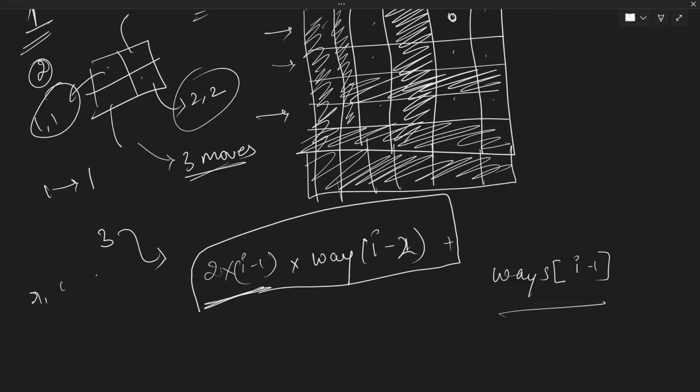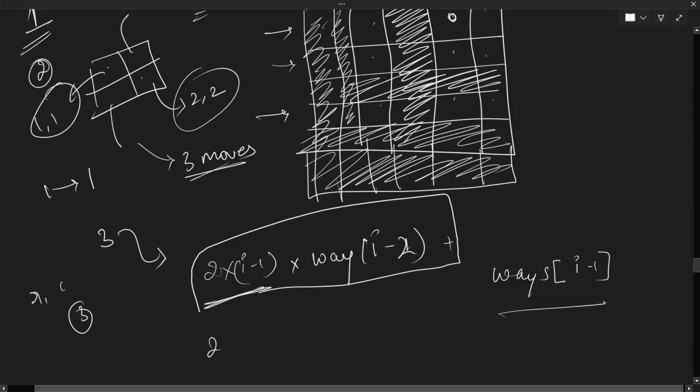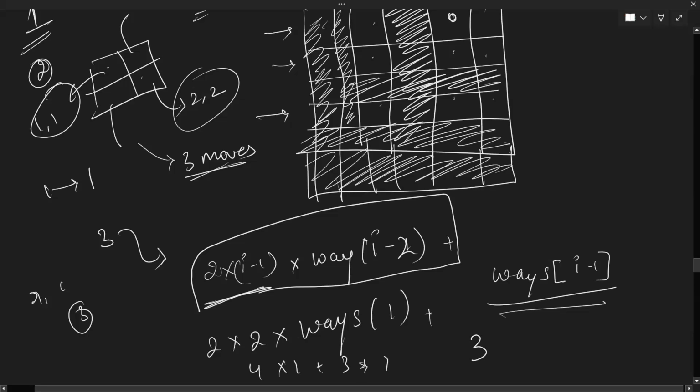Why I minus 1? If we have 3, let's calculate the full value first, so we'll know the right value. 2 into ways of 3 minus 2, which is 1, plus ways of I minus 1. Ways up till I minus 1 was 3. So 2 twos are 4, 4 into 1 plus 3. So this is 7. How many got this right?